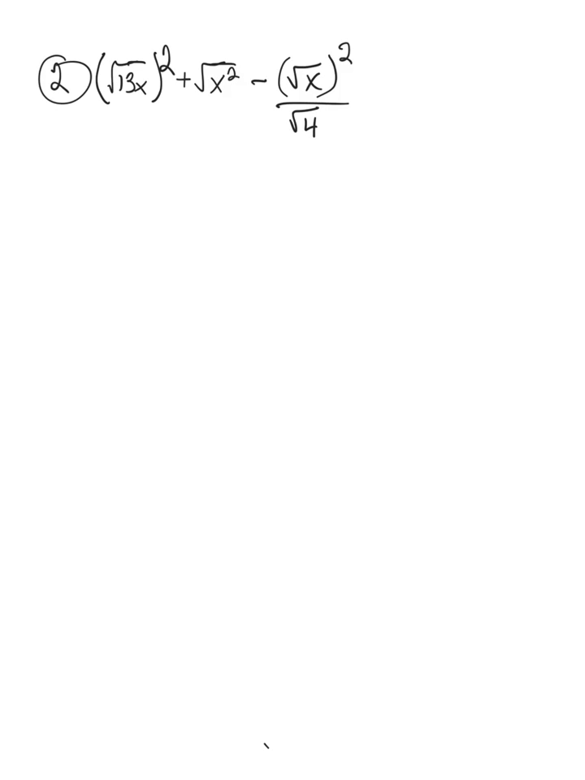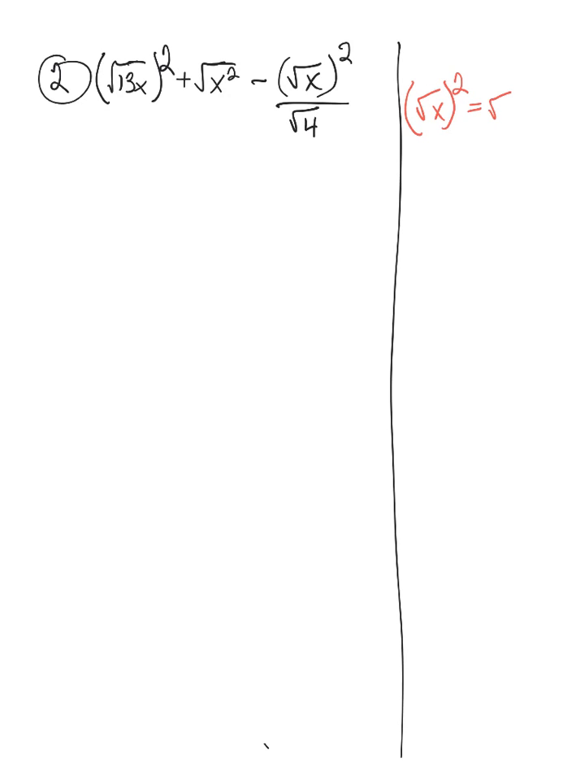In this example, we are going to go over squaring a square root. So if you square a square root, it's basically, let's see, the square root of x squared would equal the square root of x times the square root of x.